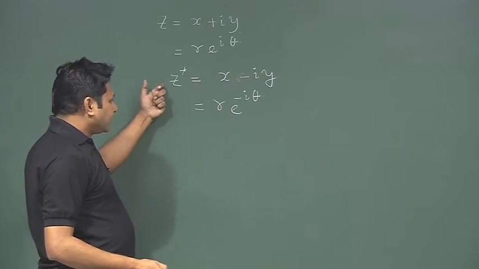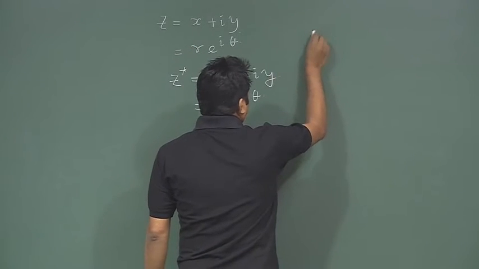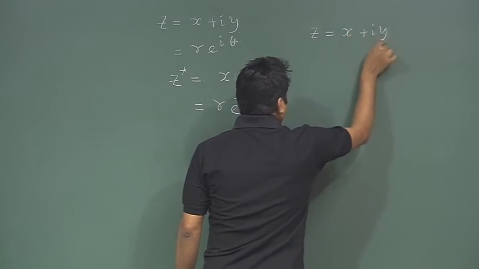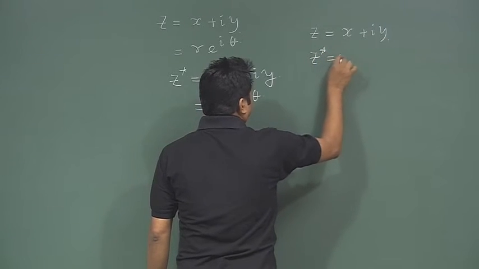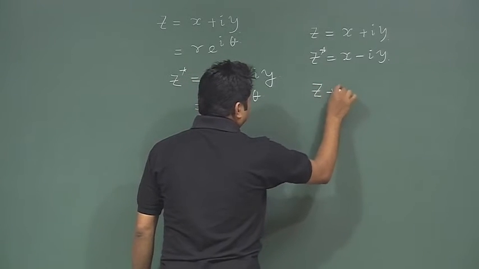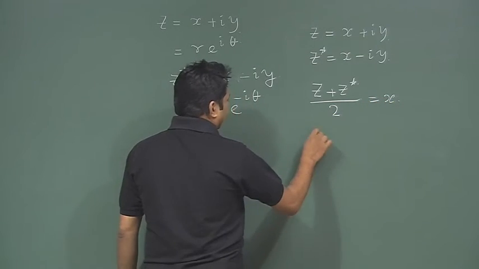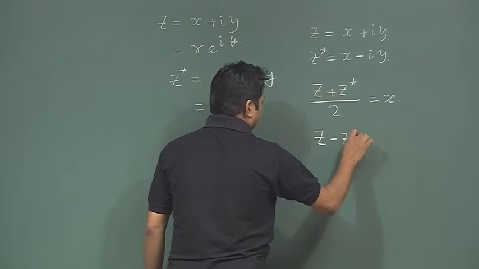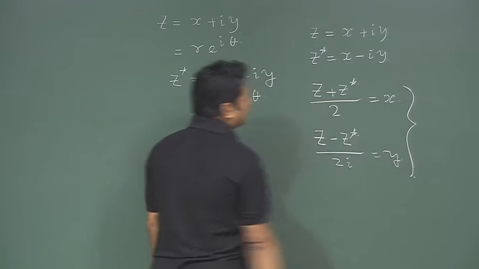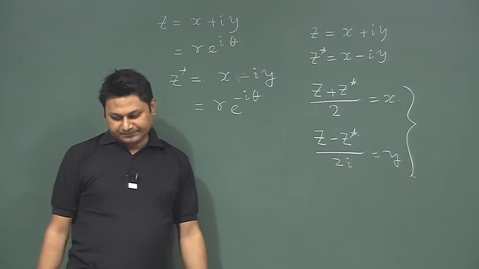Now, z and z star can also be written in terms of x and y; sometimes you require that. So z is equal to x plus i y and z bar or z star is equal to x minus i y. If these two are given, then readily you can find that z plus z star divided by 2 is your x and z minus z star divided by 2i is your y. Just a relationship between z and z star with x and y, that is all, nothing special here.